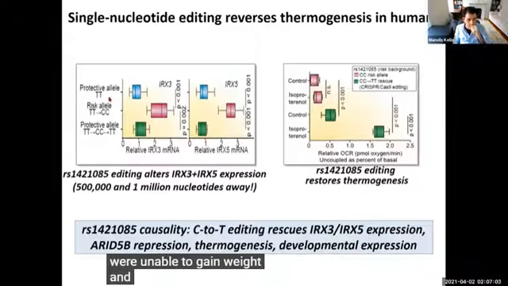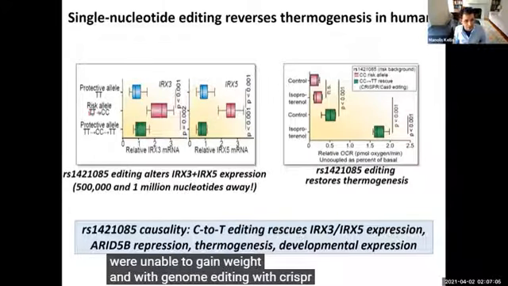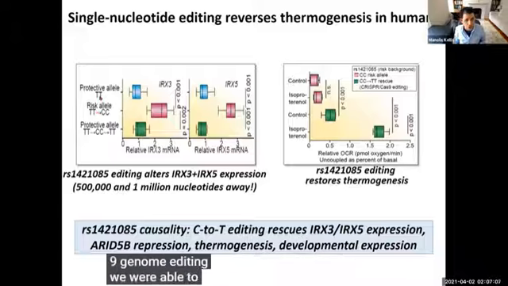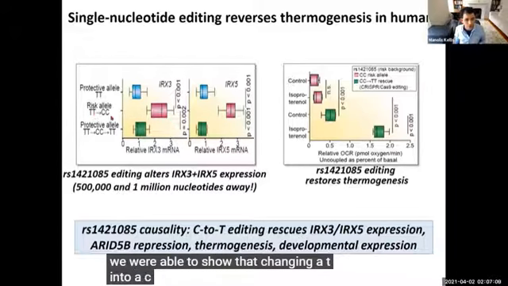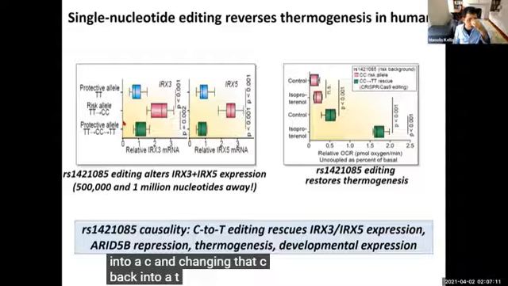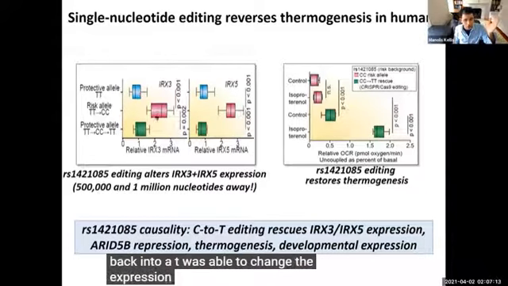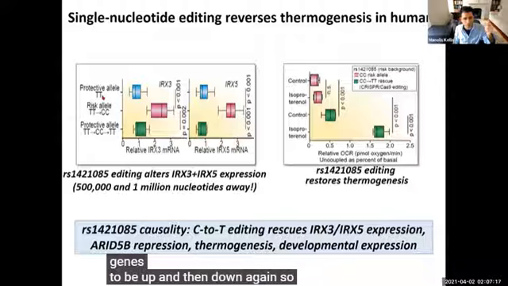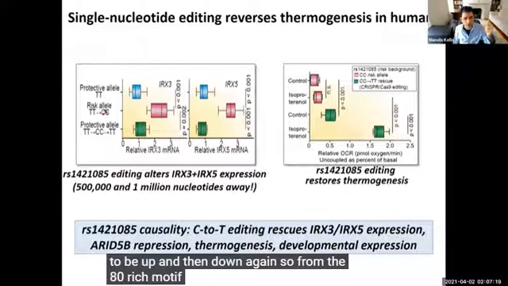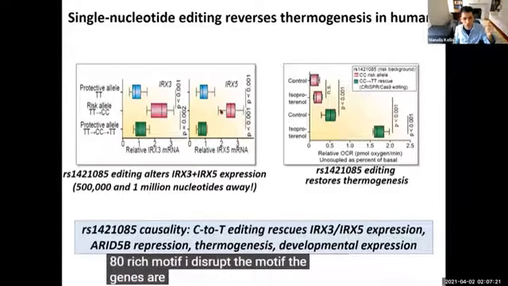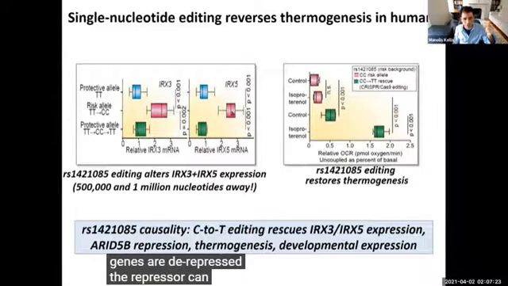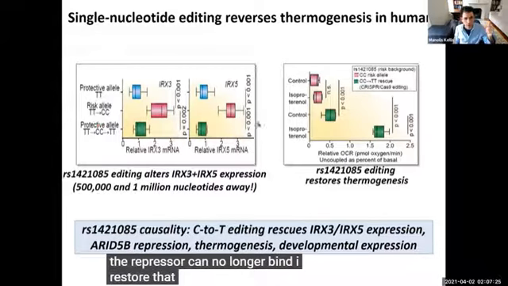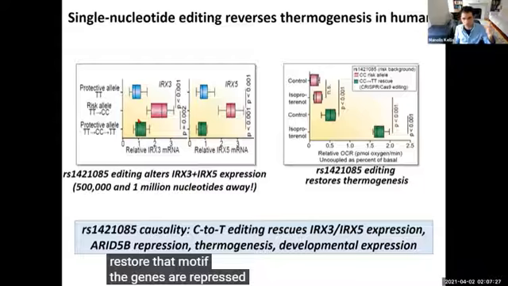And with CRISPR-Cas9 genome editing, we're able to show that changing a T into a C and changing that C back into a T was able to change the expression of the downstream target genes to be up and then down again. So from the AT-rich motif, I disrupt the motif, the genes are de-repressed, the repressor can no longer bind. I restore that motif, the genes are repressed again.